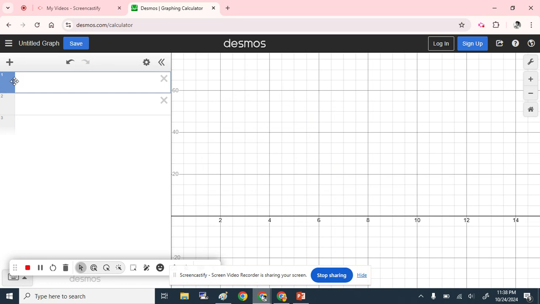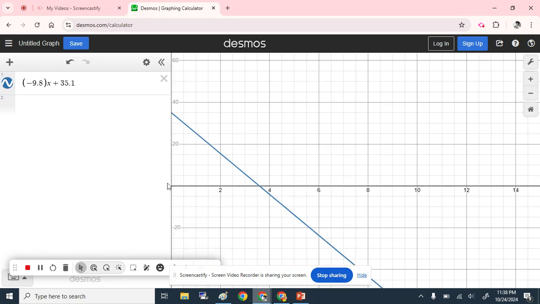The velocity time graph is plotted using the velocity function. So verbally, it's Vf is equal to a t plus Vi. Well, a in this case is negative 9.8, so I'm just going to use parentheses, negative 9.8, and then t, but instead of t in Desmos here, we use x, plus Vi, and Vi is 35.1. So as you can see here, if I just move this up a little bit, the graph traces out the same diagonal downward slope that I gave you.